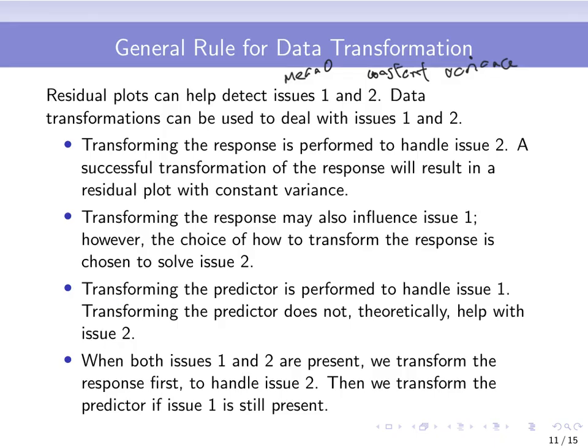Transforming the predictor is performed to handle issue 1. Transforming the predictor does not theoretically help with issue 2. So if your variance is already constant, and your mean is not 0, so your linearity assumption is not reasonable, then you want to work with transformations of the predictor. When both issues are present, we transform the response variable first to handle issue 2. Once that's handled, if we still don't have the right relationship, then we transform the predictor variable. So this is the way in which we handle these issues, and the reasons behind them.